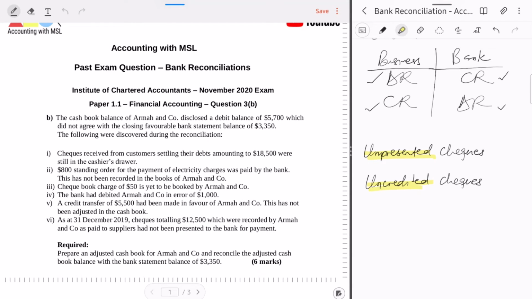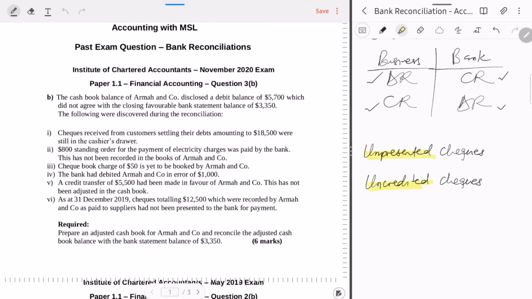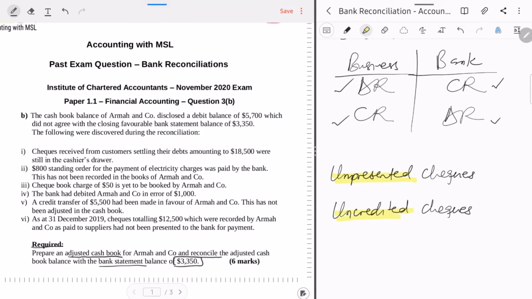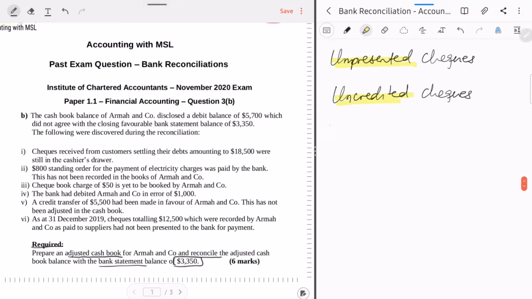So in this first question, which is obviously a past exam question, the requirement is to what? Prepare an adjusted cash book for AMA and Co. and reconcile the adjusted cash book balance with the bank statement balance of $3,350. So let's start. Like I said, we'll do 3 questions. By the time we are done, you'll be a bank reconciliation expert. Nobody can touch you. You'll be unbeatable.